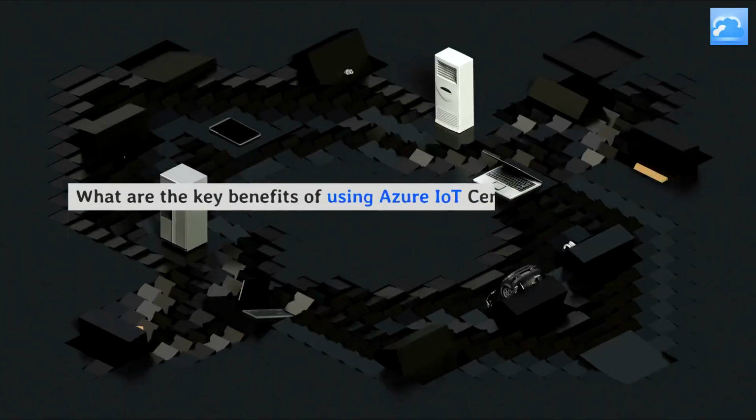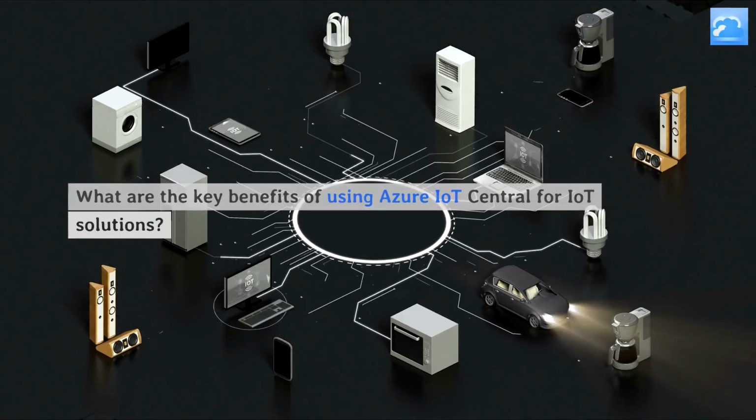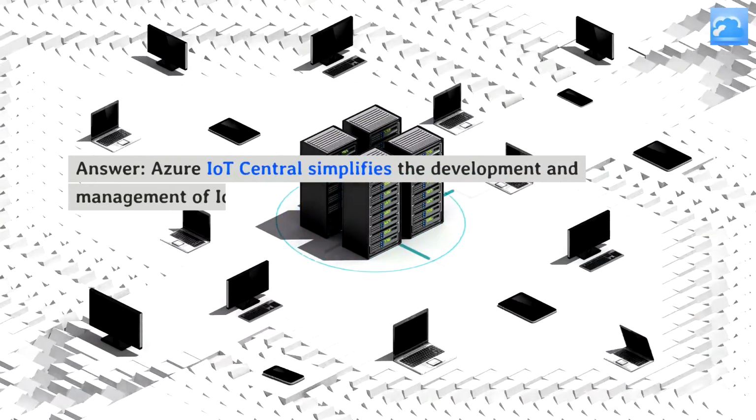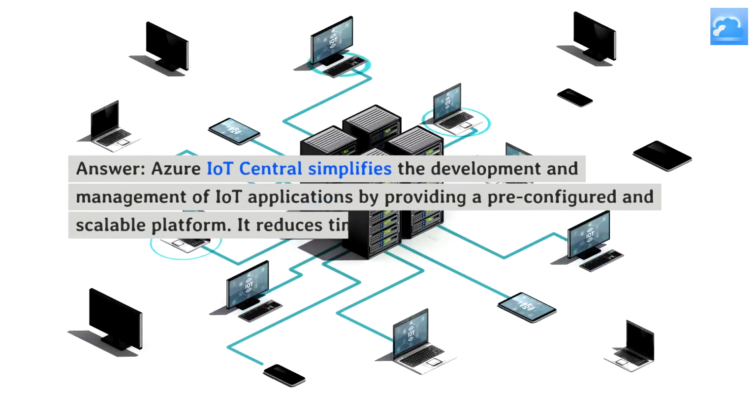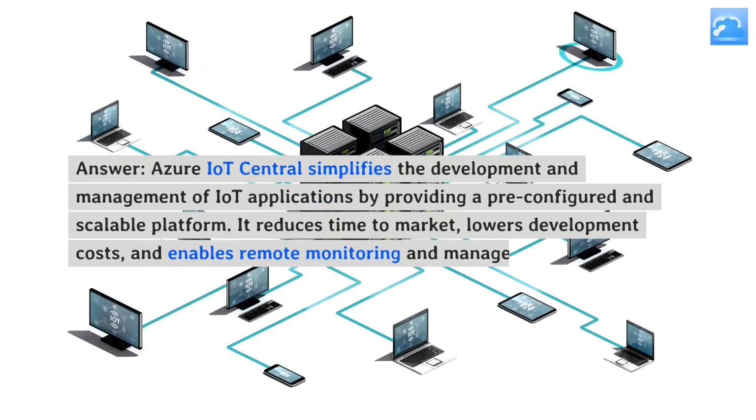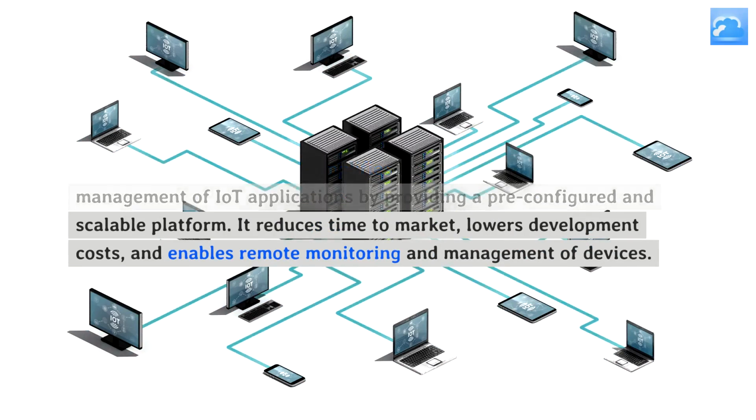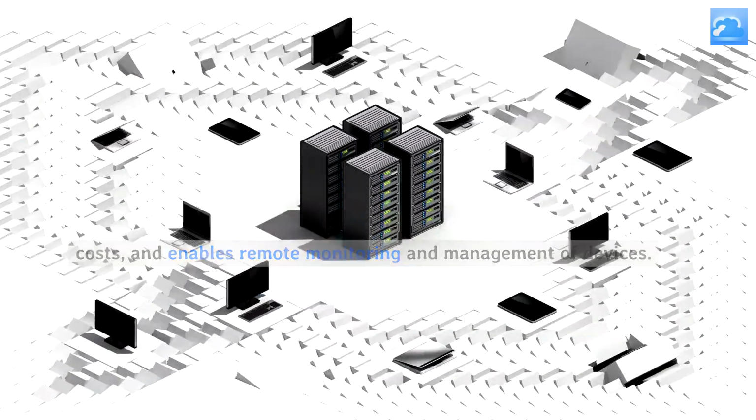What are the key benefits of using Azure IoT Central for IoT solutions? Answer. Azure IoT Central simplifies the development and management of IoT applications by providing a pre-configured and scalable platform. It reduces time to market, lowers development costs, and enables remote monitoring and management of devices.